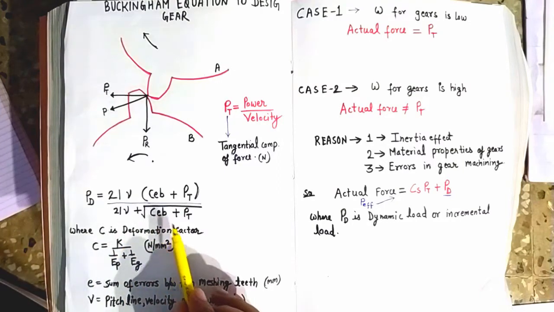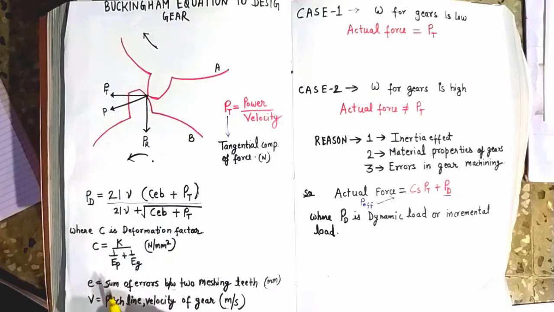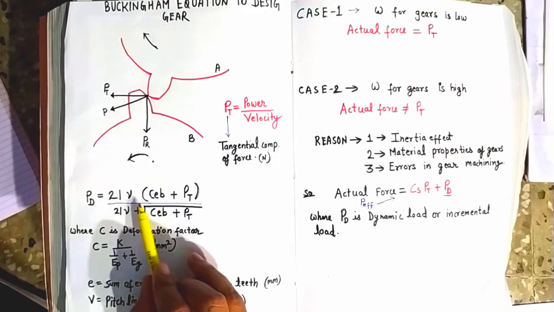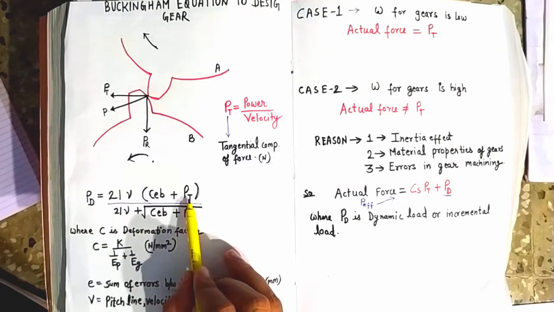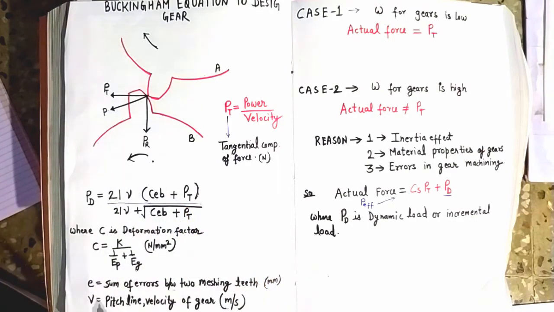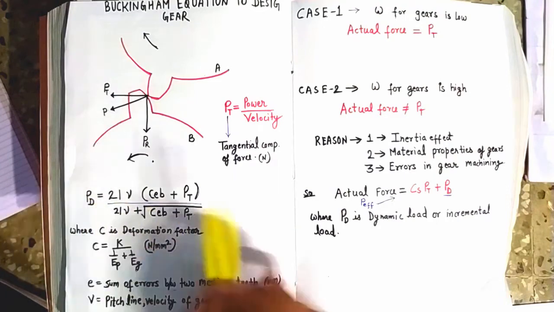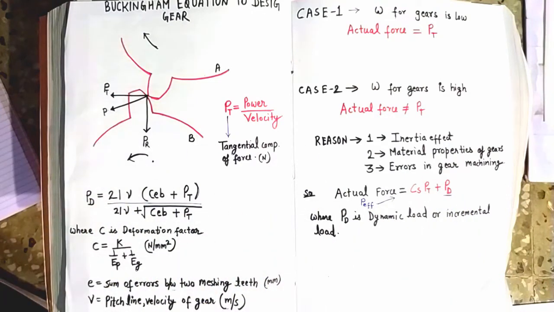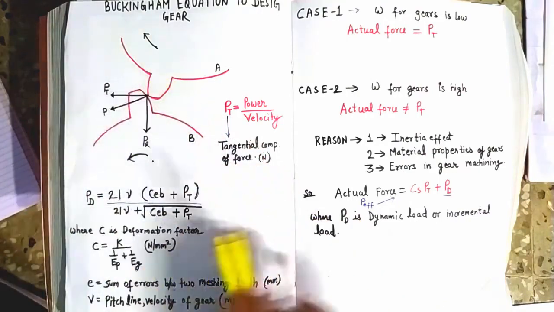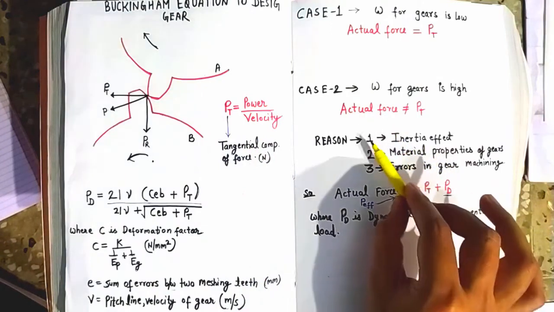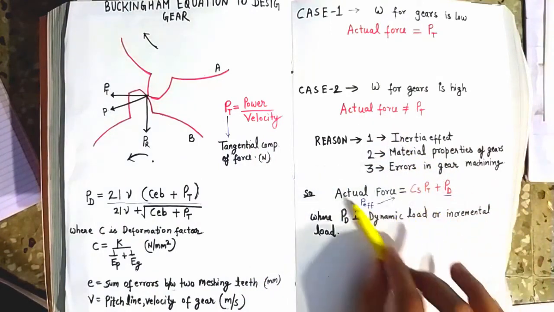C is the deformation factor in Newton per mm square, EP is the modulus of elasticity of the pinion, and EG is the modulus of elasticity of the gear. PD is the dynamic load or incremental load in newtons, and PT is the tangential component of the force due to rated torque. So these are the things that you have to keep in mind. This PD factor will add here, and hence we can find the actual force responsible for power transmission between the gears at higher velocities, by including the dynamic effect of the load which will arise because of all these three reasons.